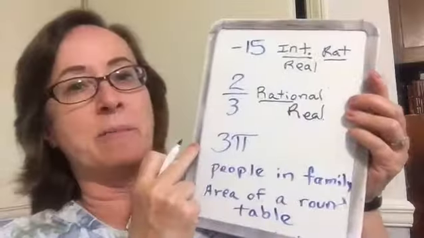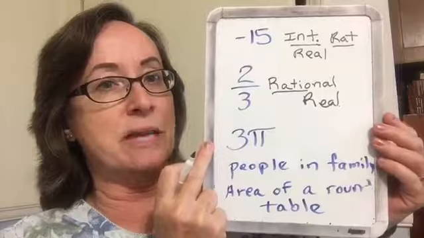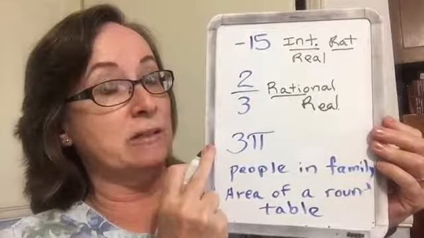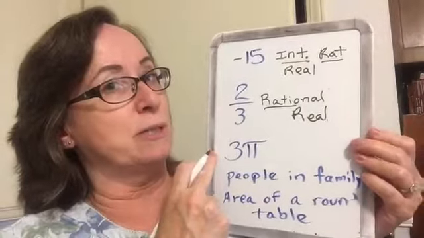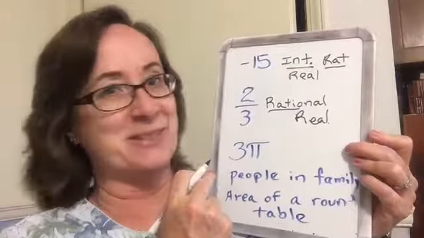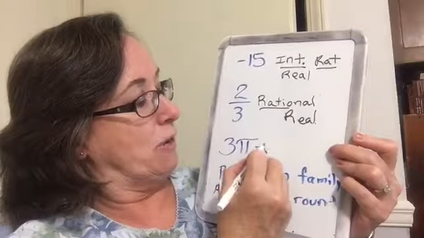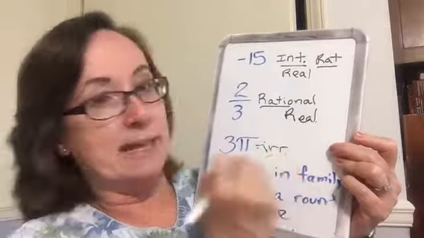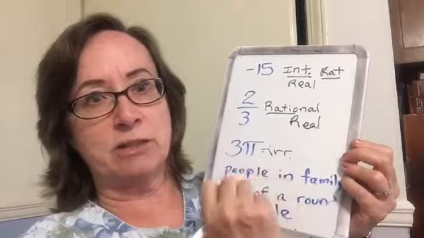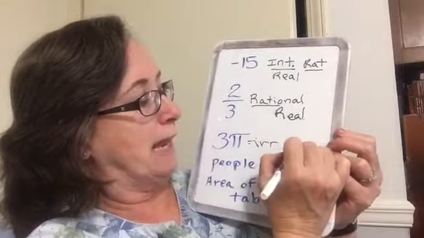Okay, now this number, 3 pi, do you recognize pi as one of those numbers that is irrational? 3.142 is just an approximation. Pi is a decimal that never stops and never repeats. So this is going to be irrational, but it is also real, because the rationals and the irrationals make up the reals. So we're going to put irrational and real.